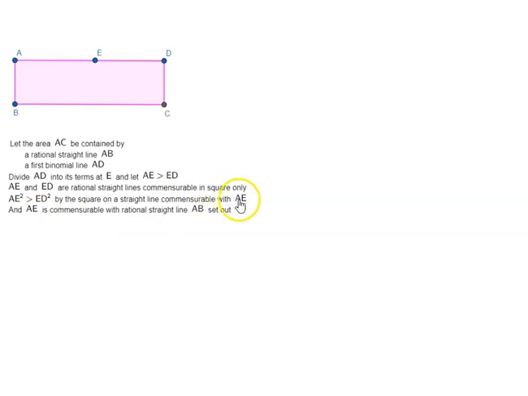And AE is commensurable with rational straight line AB set out. Let's bisect ED at F. So we have to find the midpoint of ED. So F is the midpoint.